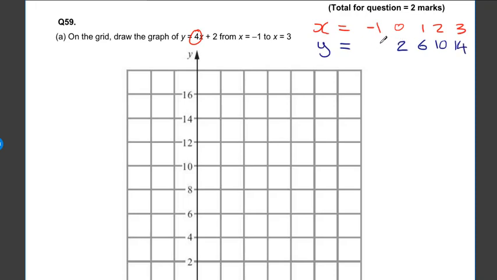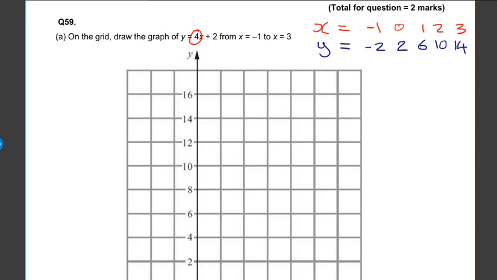And then if you're going back to minus 1, it's going to be minus 2. You can check that. If x is minus 1, 4 times minus 1 is minus 4, plus 2 is minus 2. Check 1. 4 times 1 is 4, plus 2 is 6. Done. So you just plot those points.